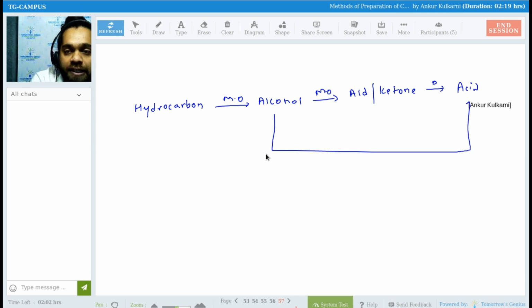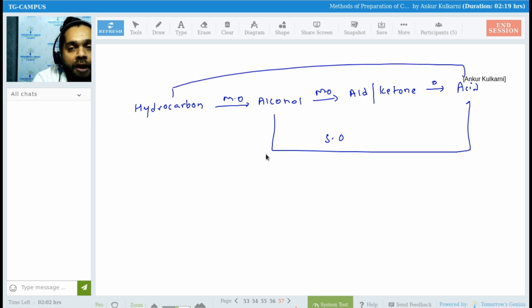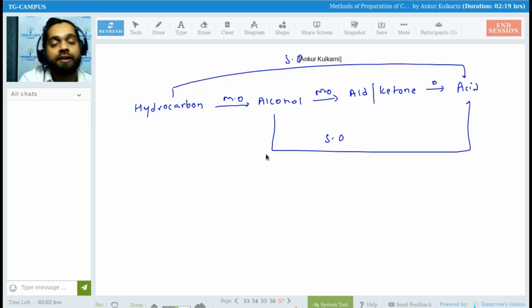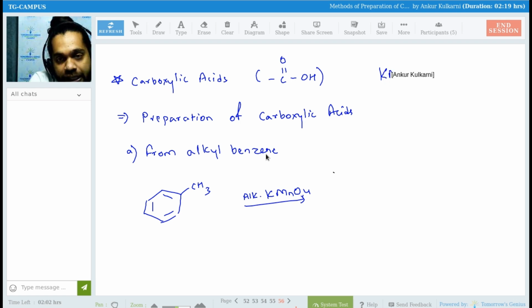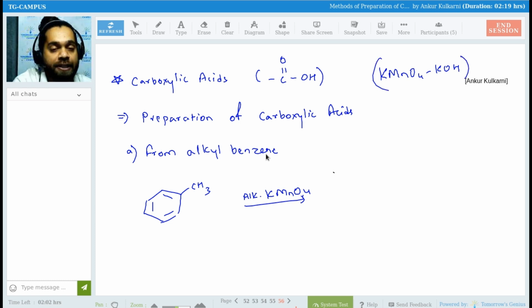But if you use a strong oxidizing agent, it can directly convert alcohol to acid also, or hydrocarbon to acid. Both of them are a possibility. That is what we are going to use now. Like for example, over here, if I use alkaline KMnO4, it can also be given as KMnO4 KOH, one and the same. KOH means alkaline medium, that is basic.